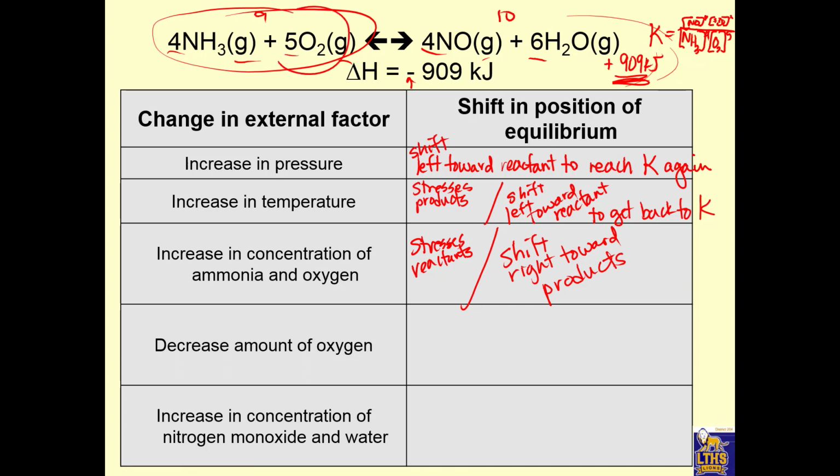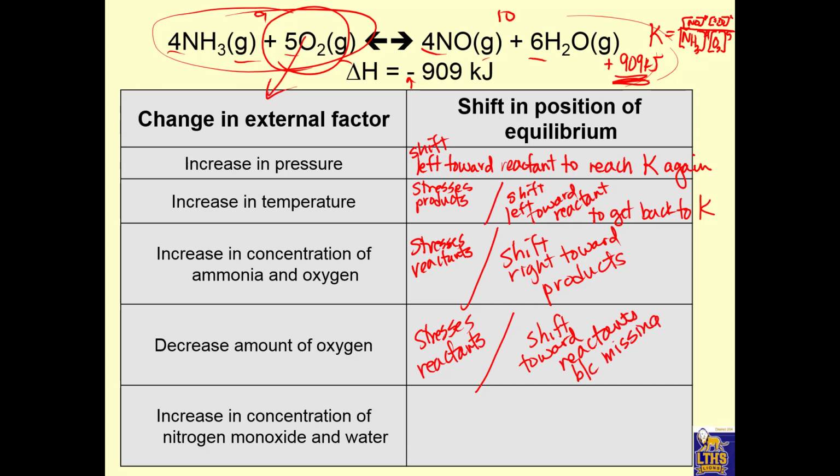Decreasing the amount of oxygen. So we're going here and we're taking some of that out. Okay, so then it stresses reactants, and so it'll shift toward reactants because we're missing O2. Right. So if you're missing something, then this reaction can't occur at the same rate it was occurring at. So this reaction keeps going at the same rate, and it shifts this way so that it can get back to the same rate.